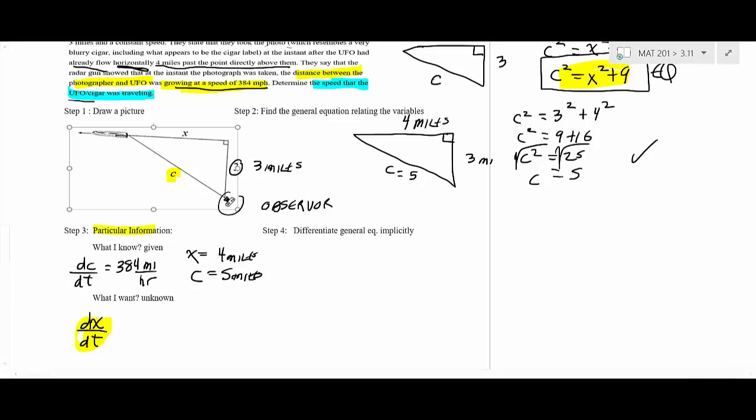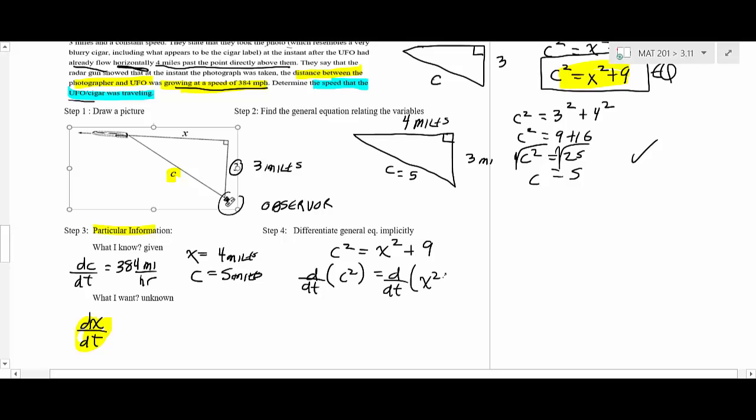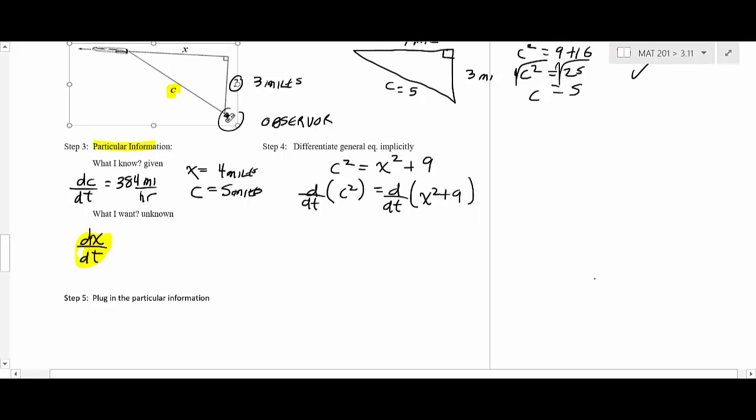All right, so let's write down our general equation, which is c squared equals x squared plus 9. And we're going to differentiate that with respect to t. You always do these with respect to t. We're always thinking about time as a variable. So we're going to differentiate c squared, and we're going to differentiate x squared plus 9, and we'll do that implicitly and see what we get.